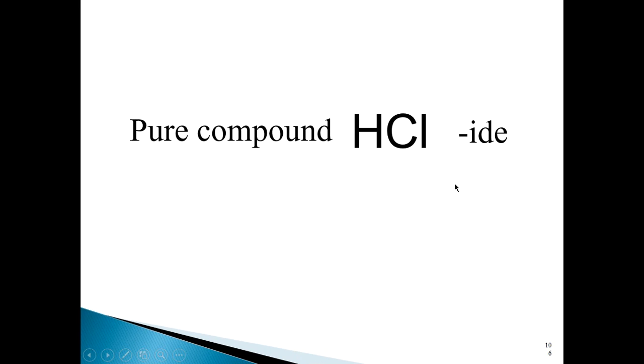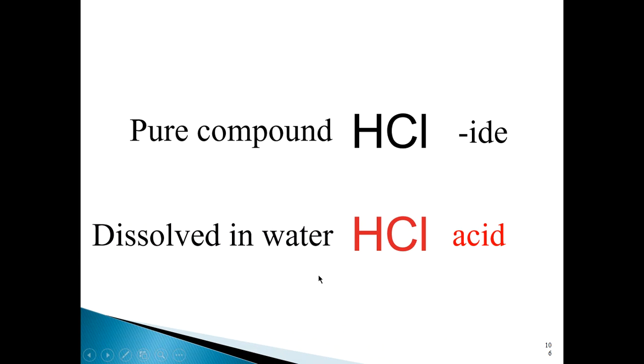Now, as far as the binary hydrogen compound is concerned, its name always ends with IDE. We talked about how we name these compounds, right? No prefixes, just hydrogen, the stem of the name of the other element, and then IDE. However, when dissolved in water, the name changes to an acid name, right?